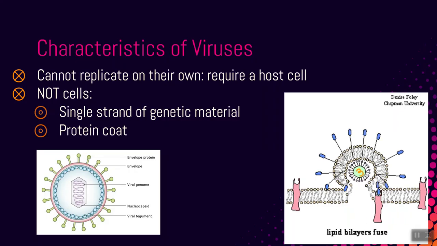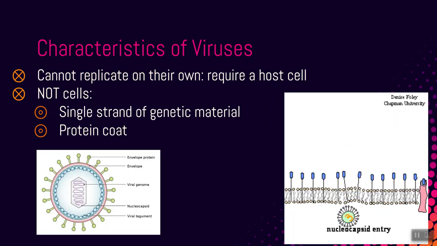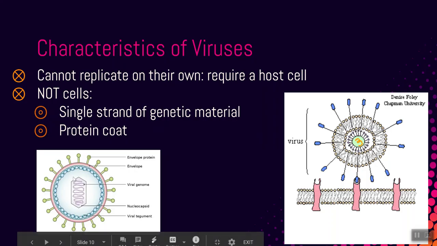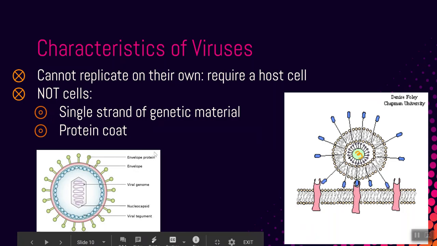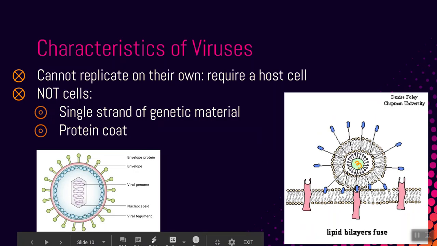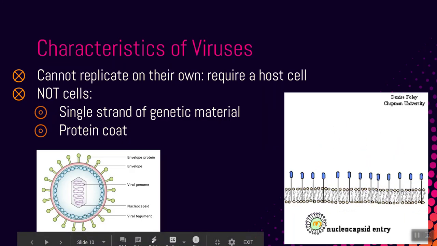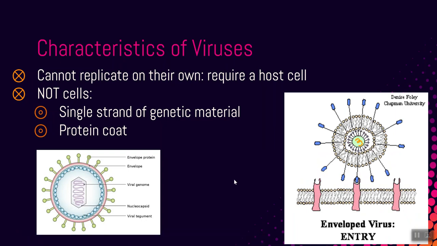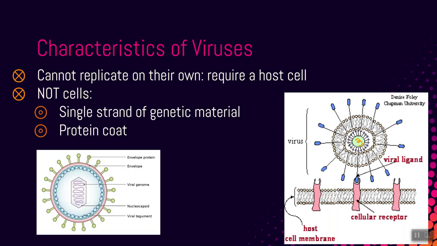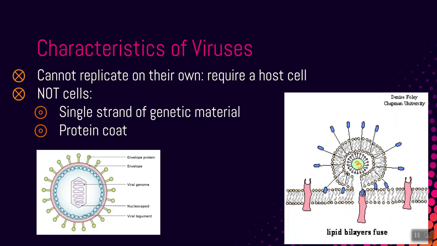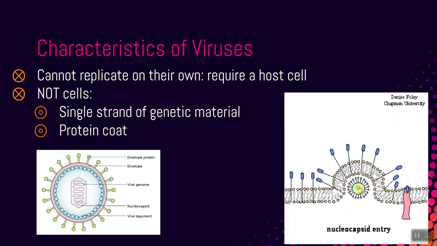Viruses cannot replicate on their own. They require a host cell. All a virus is made of is one single strand of genetic material and a protein coat. And they use that protein coat in order to enter into host cells and inject those cells with that single strand of genetic material. Then the genetic material is replicated using the replication site of the cell that it has infected.